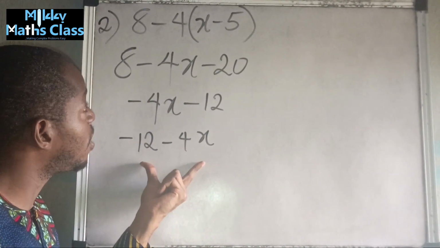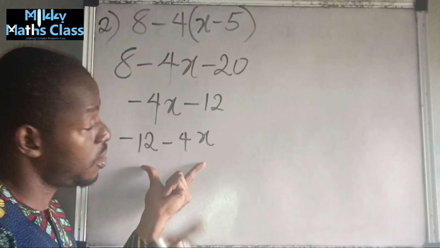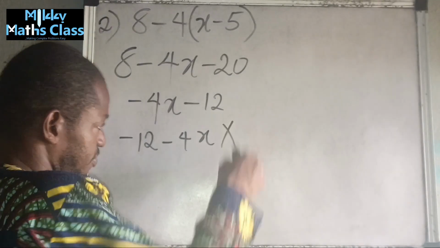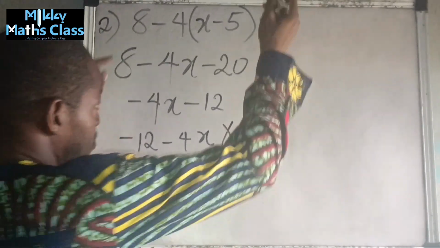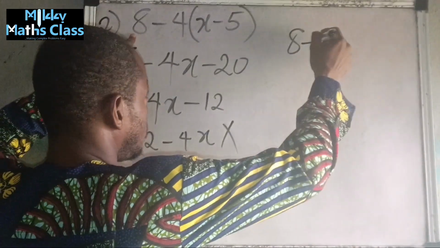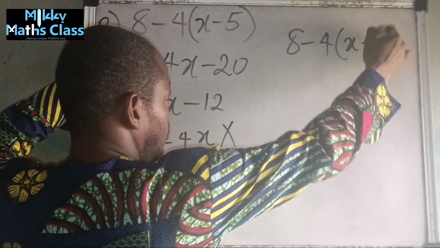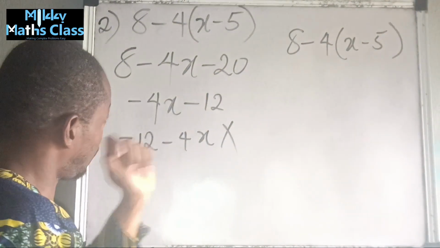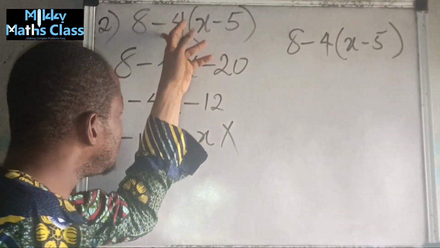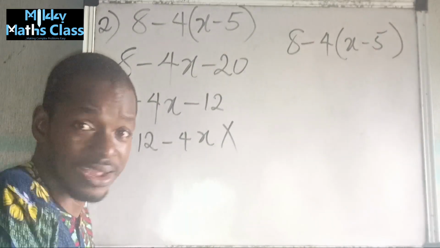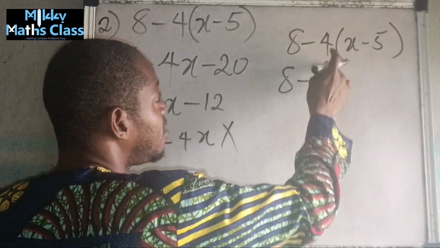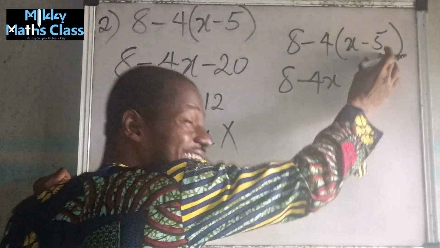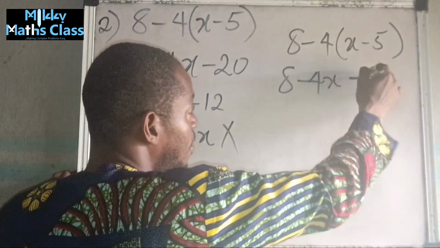Now, this thing you are seeing here is not correct. Why is it not correct? Because there's a subtle mistake we have made in this. Let me show you the mistake. This is 8 minus 4 into bracket x minus 5. Now, in this place, what we distributed here was 4, not negative 4. It is negative 4 we are supposed to use to expand the bracket. Now, this is 8 minus 4 times x, negative 4x. Negative 4 times negative 5, that will give us positive 20.